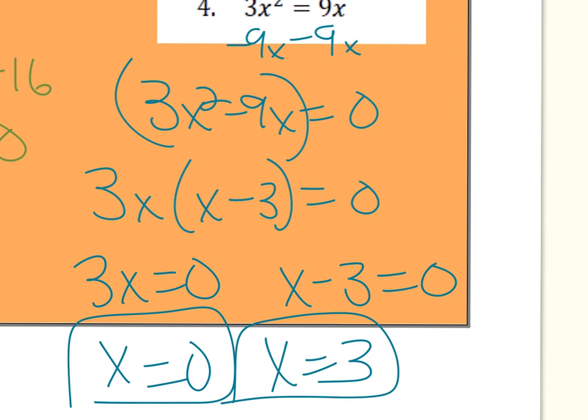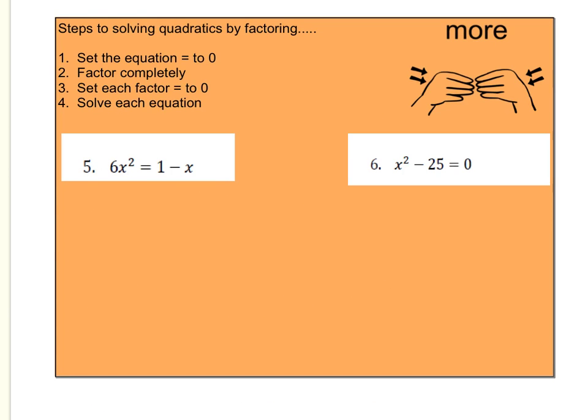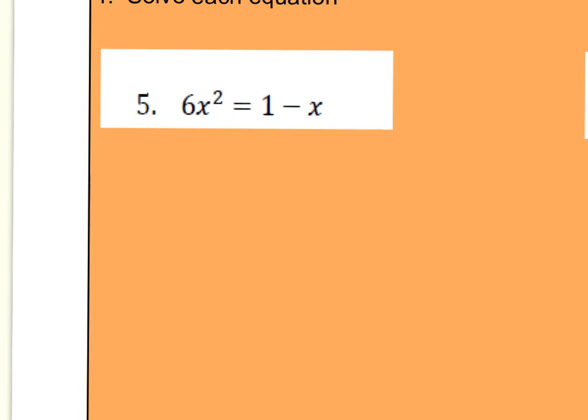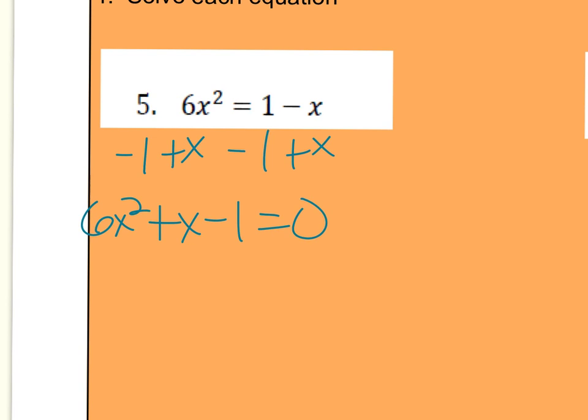There's my answer. Okay? So factor, pull out what's in common. Sometimes you got to factor a trinomial. Other way is going to work. So now if I throw in a little wrinkle here, so subtract 1, add x. Subtract 1, add x. 6x squared plus x minus 1.